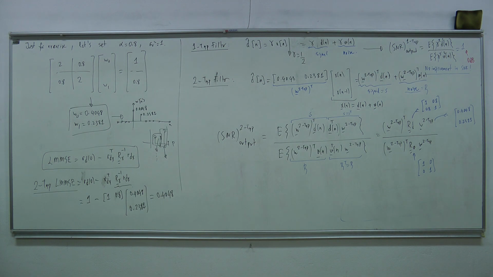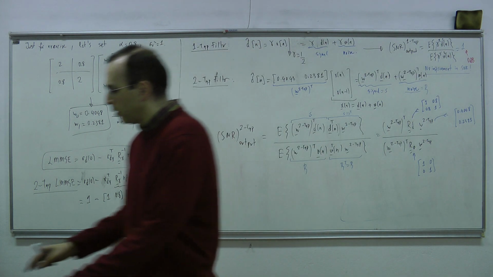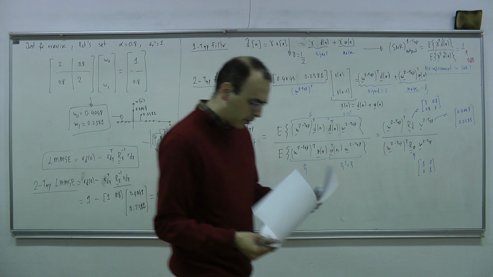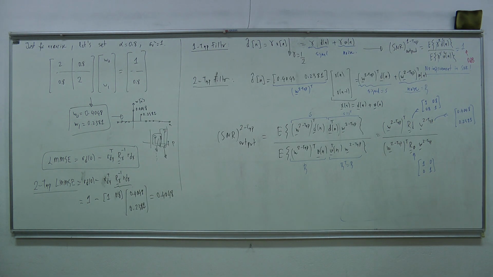So if I calculate this, I get an SNR of, I can find it over here, around 2 dB, which is good news. So if I do this calculation, it's an improvement from 0 dB, as you see. For the 2-tap filter, I see an improvement of 2 dB. Very good, I am happy.